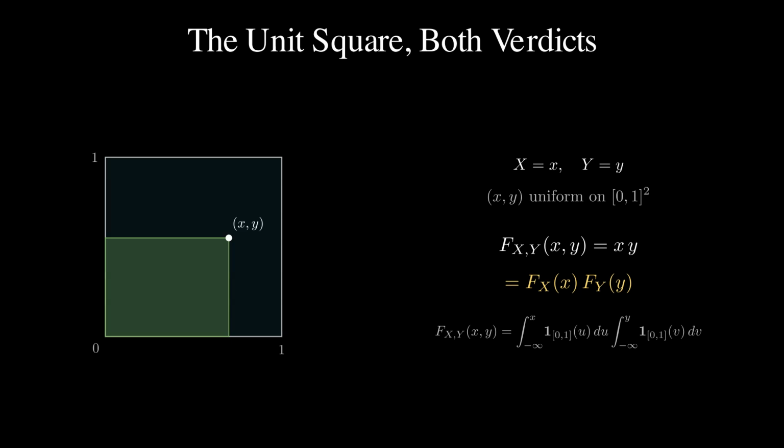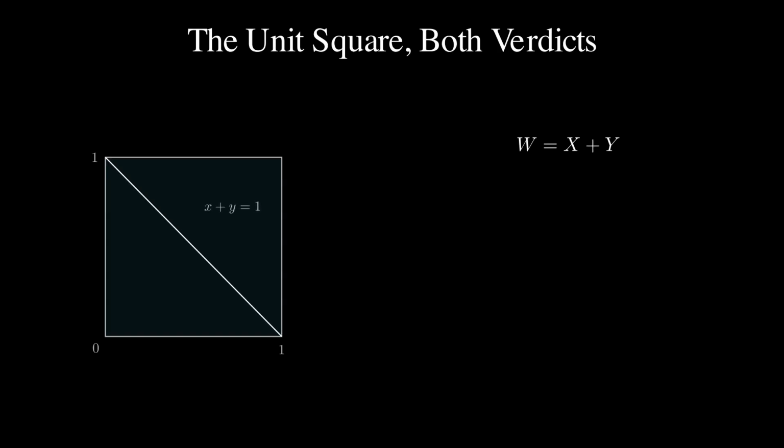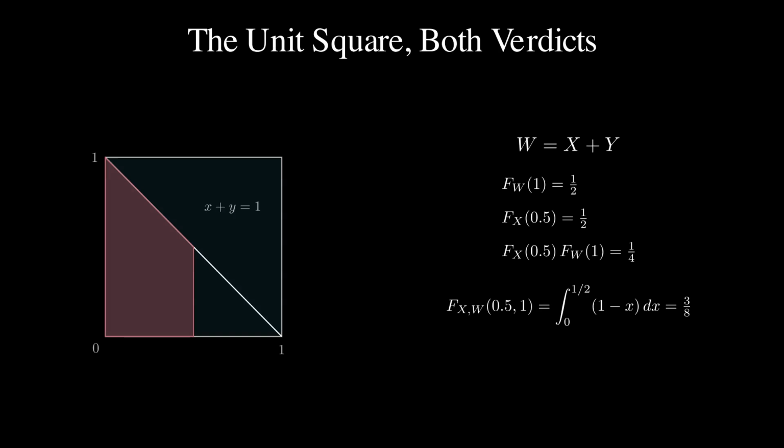The coordinates are independent. Now build a third variable from the same two coordinates, W, the sum of x and y. A variable assembled out of x should remember x. Independence needs every point of the plane to factor, so a single failure convicts. Evaluate at the point x equals 1/2, w equals 1. F of w at 1 is 1/2, and F of x at 1/2 is 1/2, so the product is 1/4. The joint CDF is the probability of landing left of 1/2 and below the diagonal line, a trapezoid of area 3/8. 3/8 is not 1/4. X and W are dependent not through anything exotic, but simply because one variable was built from the other.